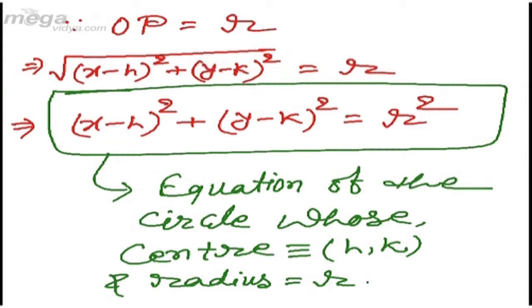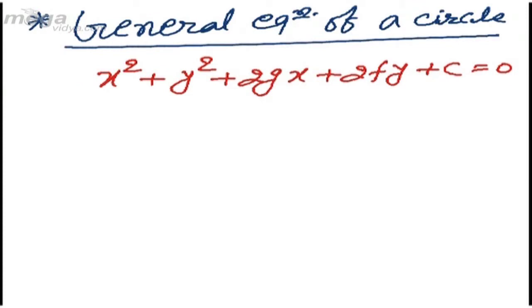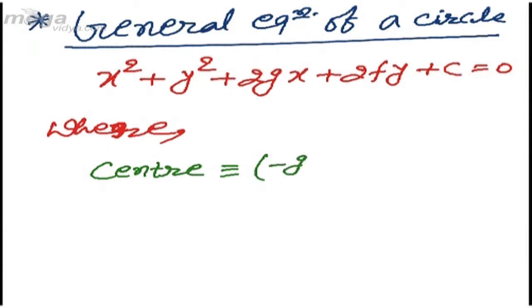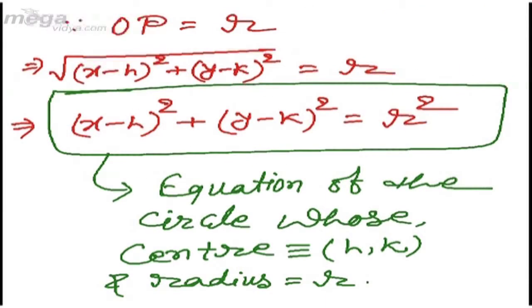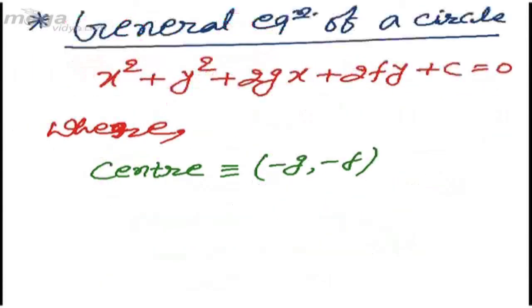H square plus k square minus r square, all of these three becomes a constant, and that constant I wrote here c. So by comparing all of these three situations, we can write here where the center of the circle is minus g comma minus f, because in place of minus h it is written here plus g. It means instead of plus h we will write minus g.